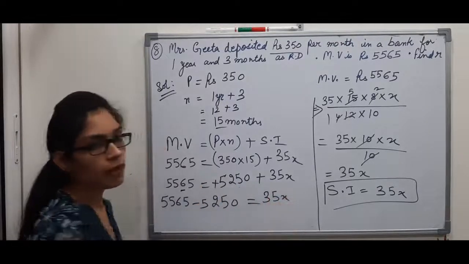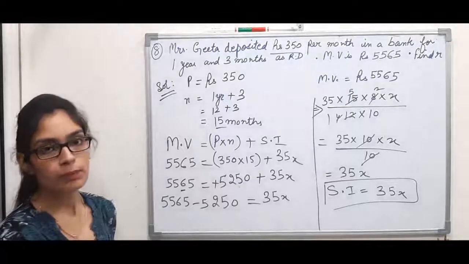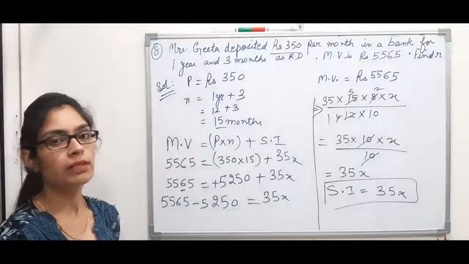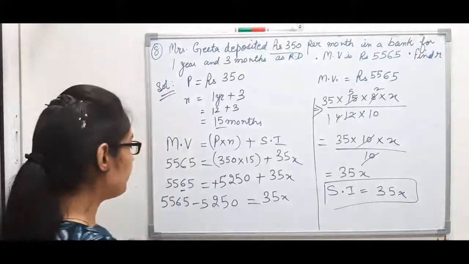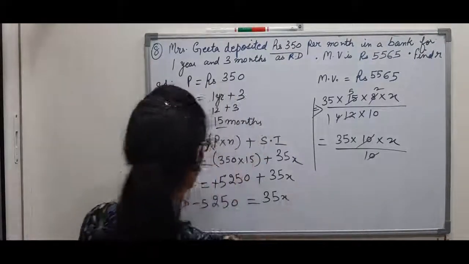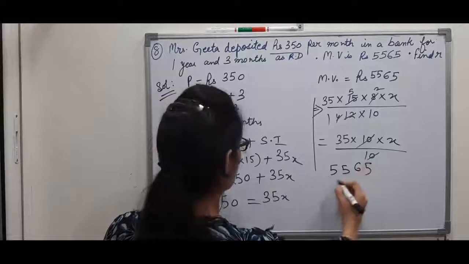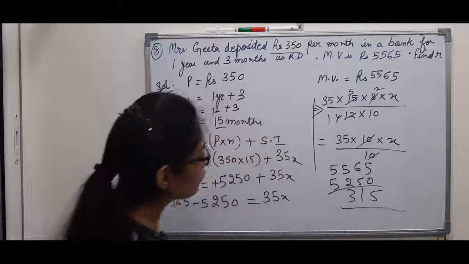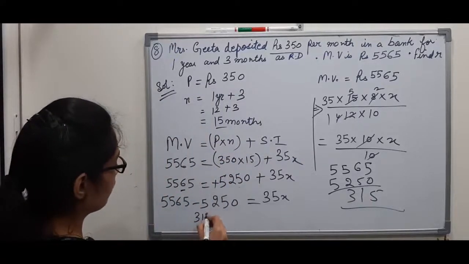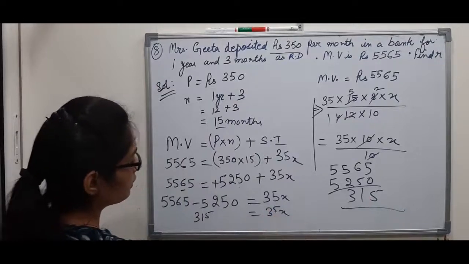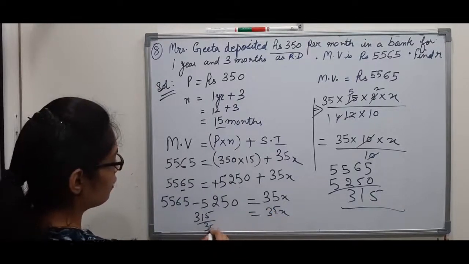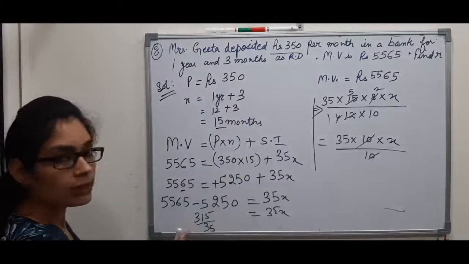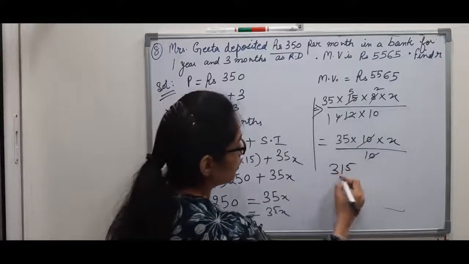And if the term is getting divided or multiplied, the opposite thing will happen. Plus will be changed into minus, and division will be changed into multiplication, or multiplication will be changed into division. Opposites will take place. Now we will do this. So 5565 minus 5250, we will do the subtraction. I got 315 equals 35x. Now I will shift this 35 to this side. Since 35 is multiplied with x, on shifting to the other side it will get divided, so x equals 315 over 35.